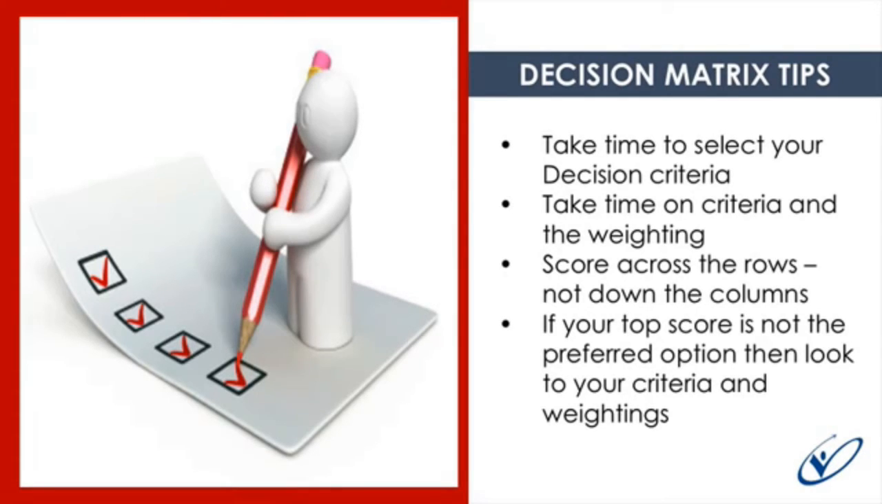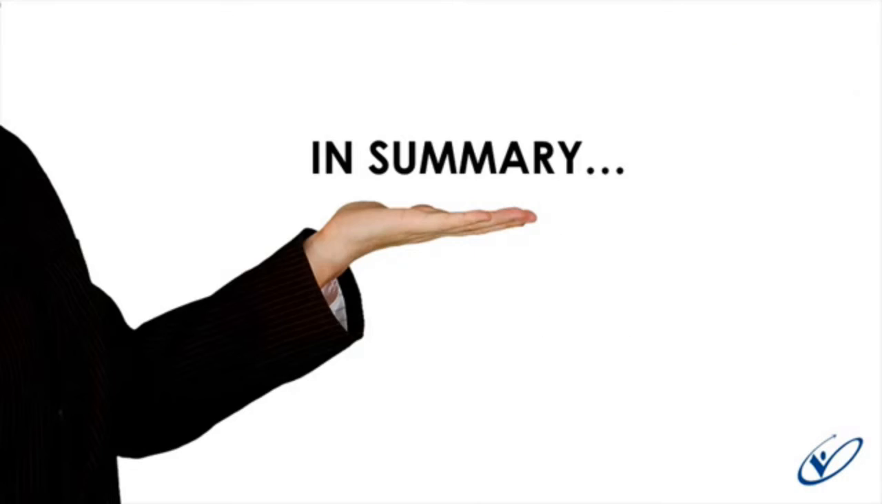So score across the rows, not down the columns. Now, if your top score is not the preferred option, then look at your criteria and your weightings. What do we have wrong here? Okay, so your gut feel is telling you it's the wrong option. Change it. Okay, so they're some really quick, powerful tools to help you with decision making.